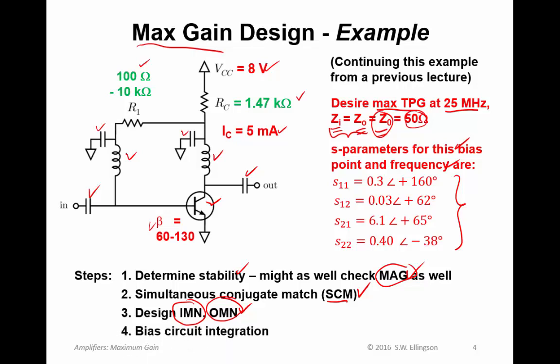The final step is tying all this together. We're going to have impedance matching networks for RF. We're going to have a bias circuit for DC. Somehow we're going to have to make all this stuff play together. So step 4 is going to be bias circuit integration. Really the first time we've directly confronted this, although I've given you lots of clues up to this point that we would be confronting this problem.